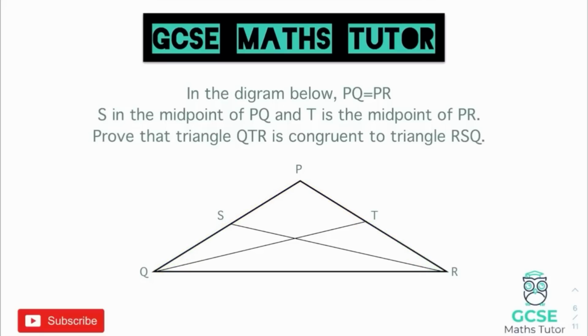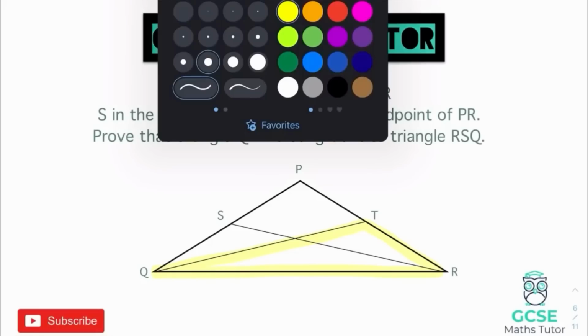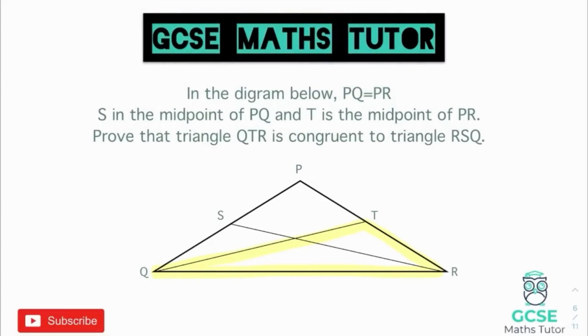It then says prove that triangle QTR is congruent to triangle RSQ. So Q to T to R is this triangle just here. And overlapping that is the other triangle where we have RSQ, and R to S to Q is just there. So as you can see, they overlap, but hopefully you can see them relatively clearly, and we're going to have a go at proving this one.